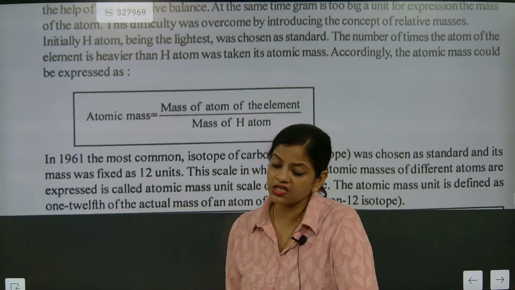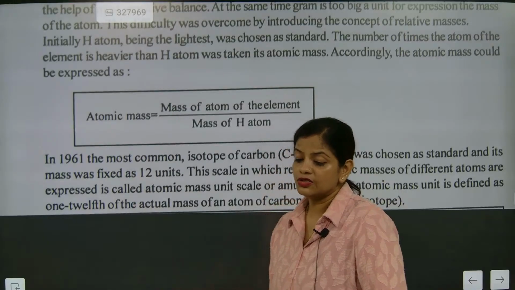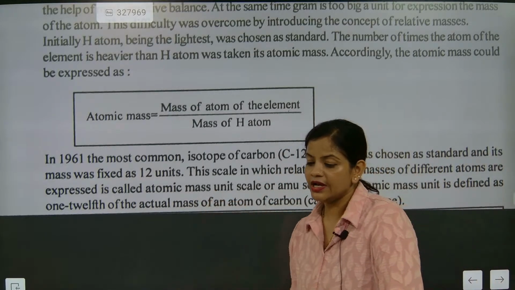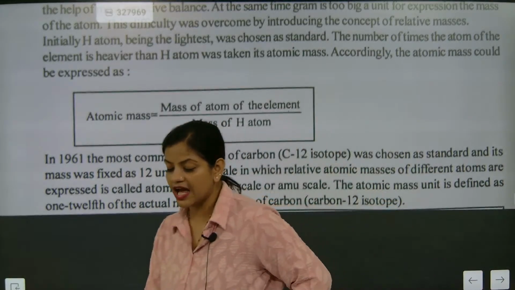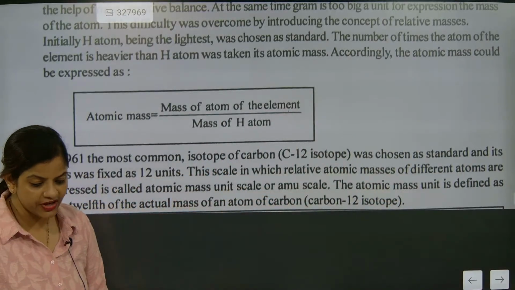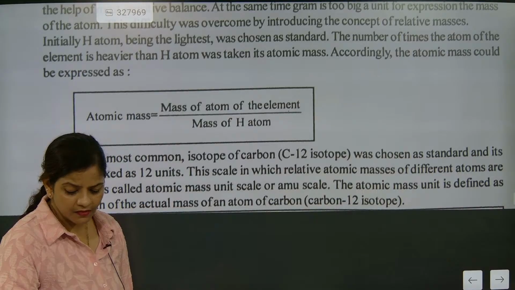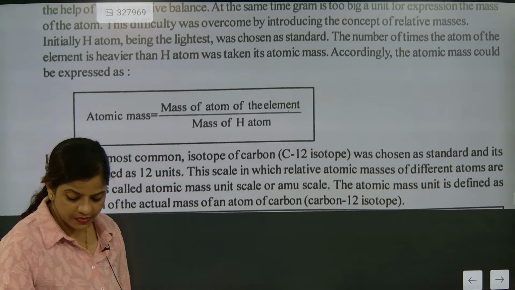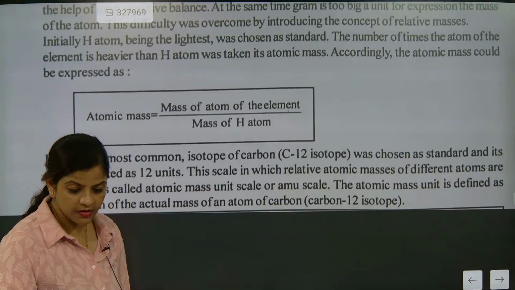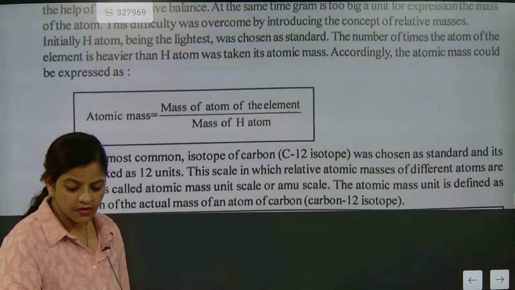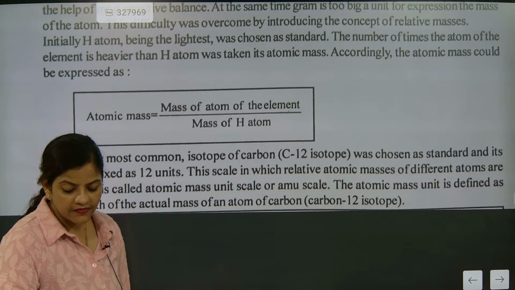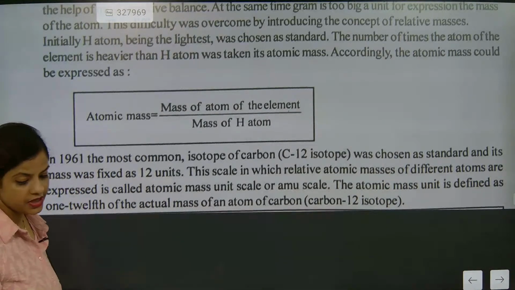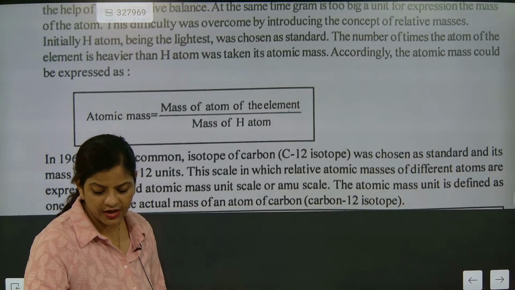Everybody understood? This is the most important part. It was fixed as 12 units. How much did they fix it as? They fixed it as 12 units. I am teaching in the simplest way.